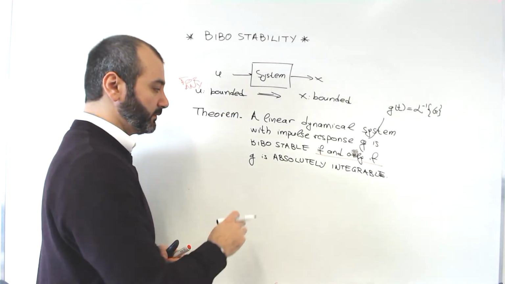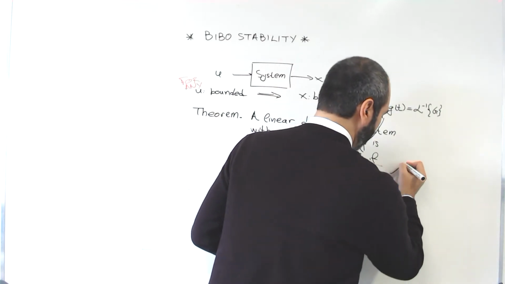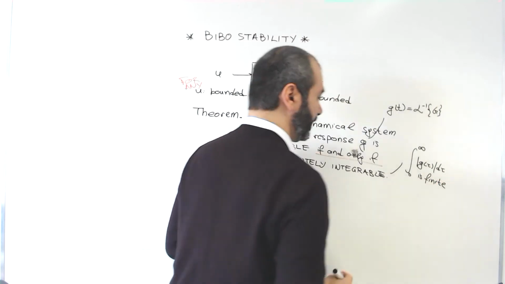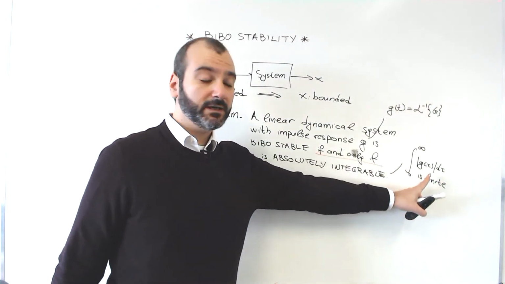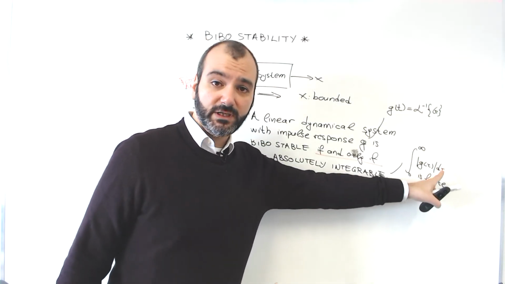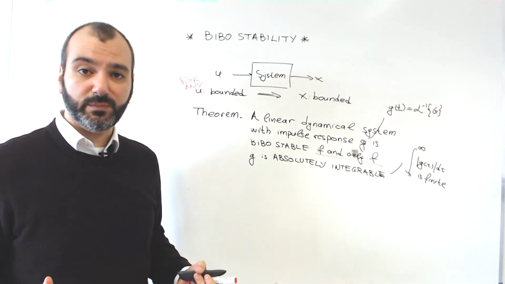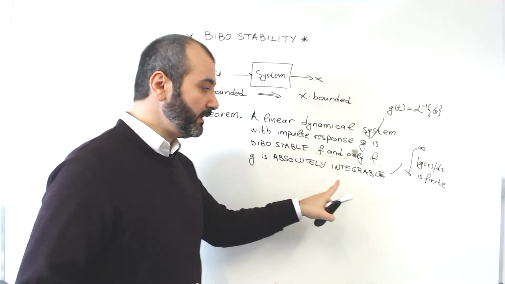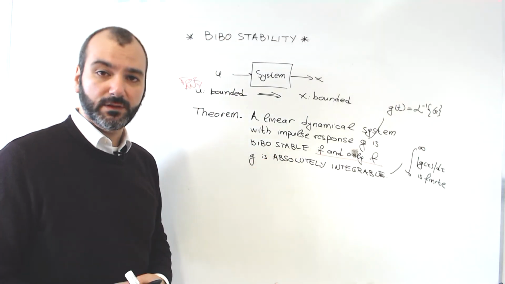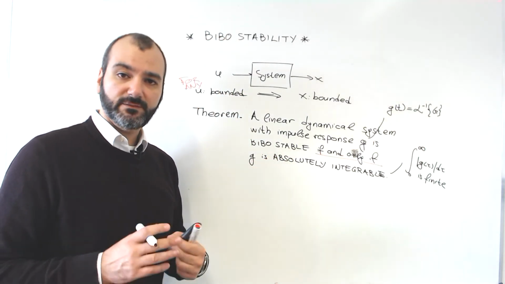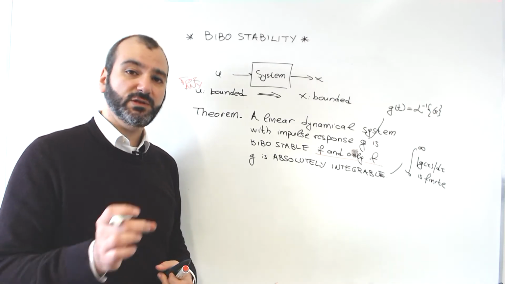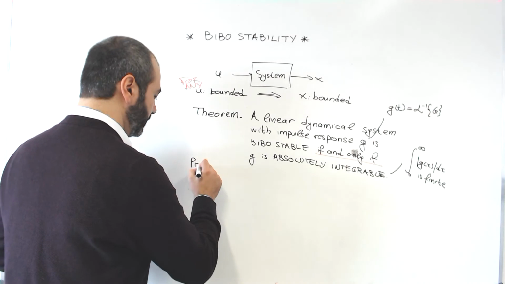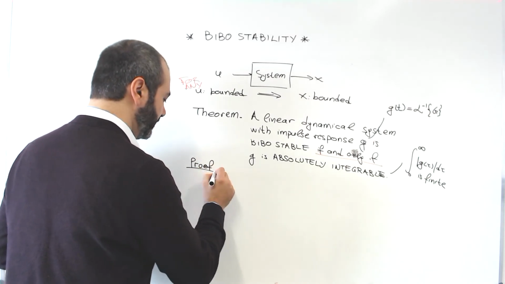What does it mean for a function g to be absolutely integrable? It means that this integral here, the integral of the absolute value of g, is a finite number. It doesn't matter what, but so long as this is not equal to infinity, then the system is BIBO stable. And this theorem now has a very interesting proof, because it uses a result we might have skipped or forgotten, but it is a very important result.